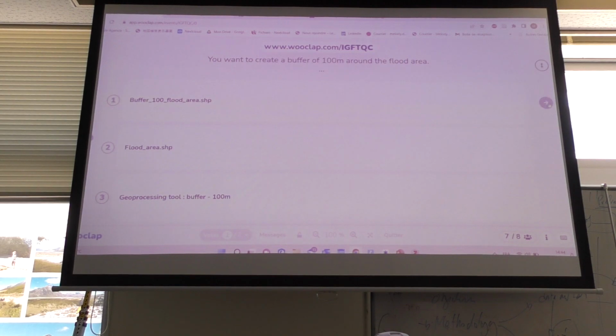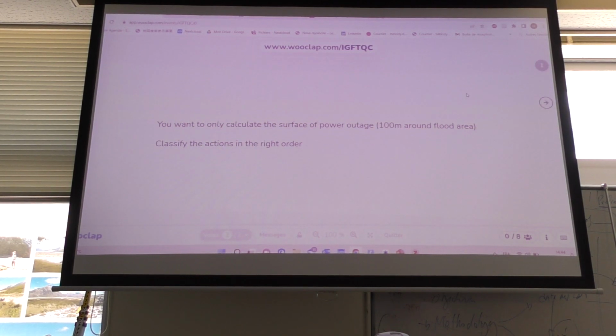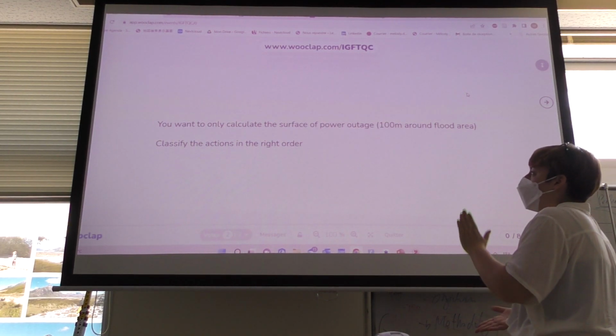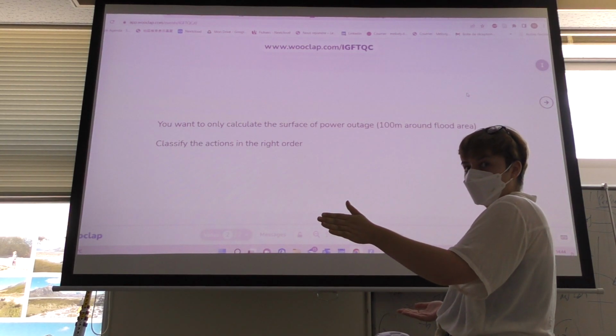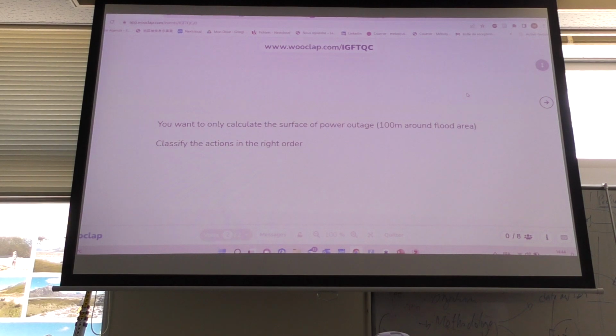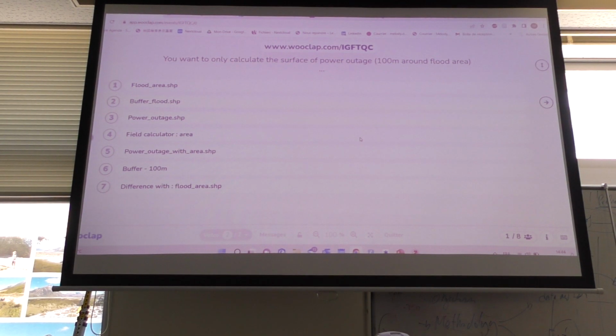Here you have the second. You want to only calculate the surface of power outage, 100 meters around flood area. Please classify the action in the right order. And here you have 7 actions to do. I will let you have 5 minutes.